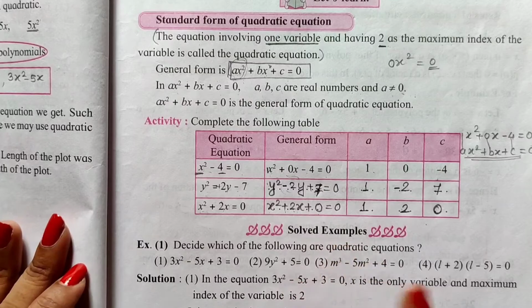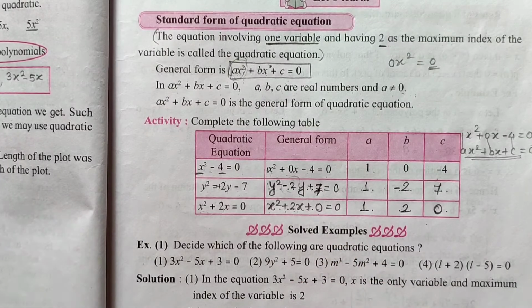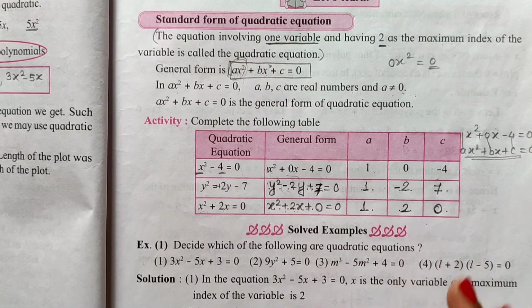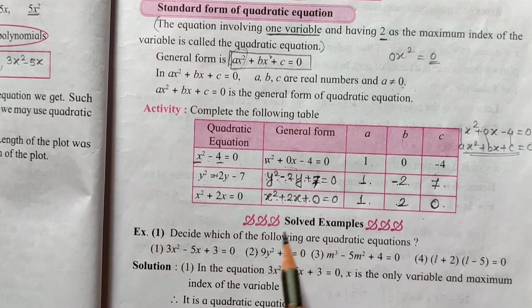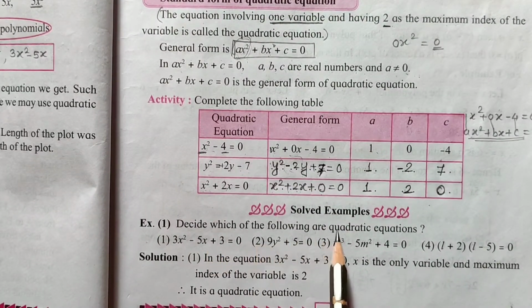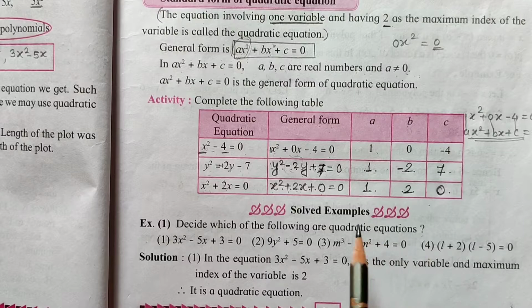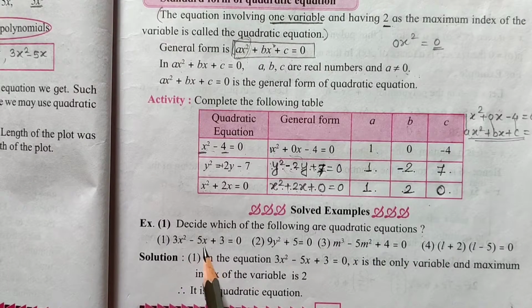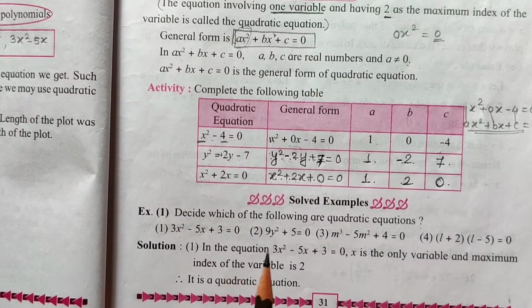Such types of activities can come in the exam, so you will have to complete the activity. Now let us see this solved example. Decide which of the following are quadratic equations. The solutions are given in the textbook. First equation, 3x square minus 5x plus 3. How to decide whether the given equation is quadratic or not, and how to write the solution? So let us see how the solution is written in the textbook.